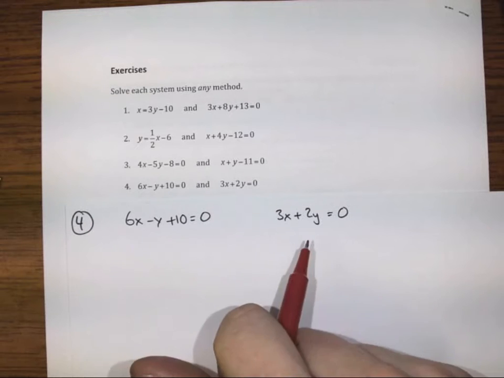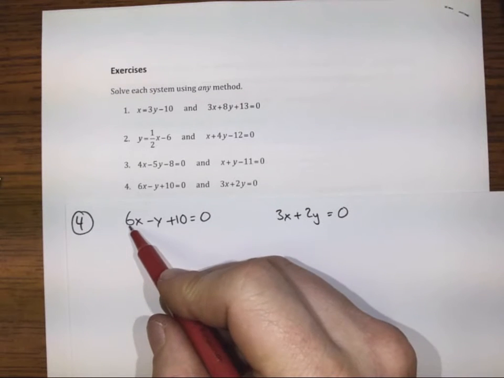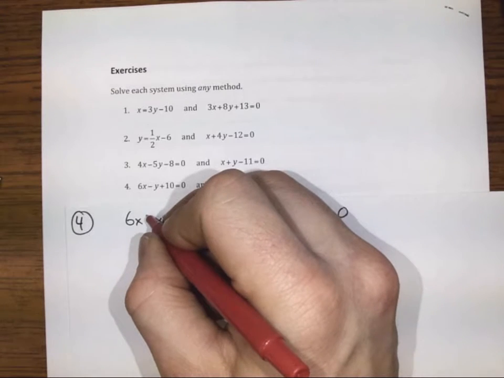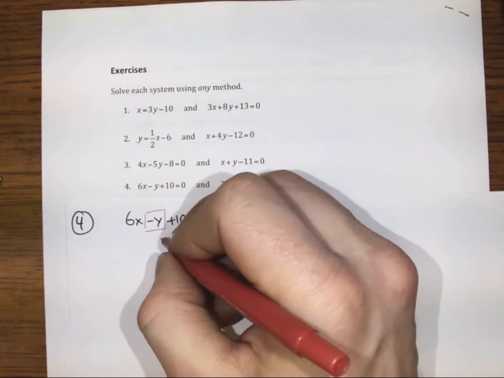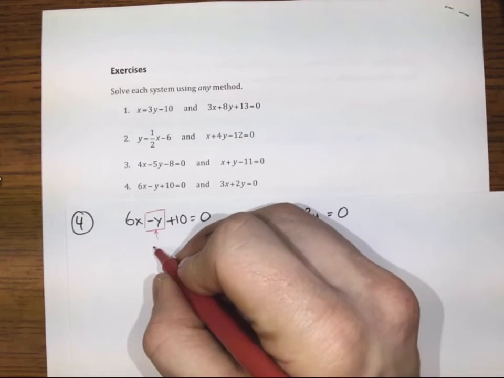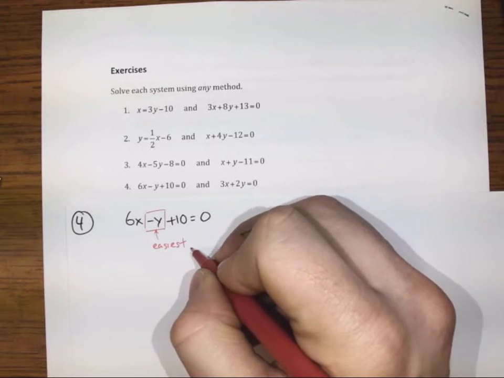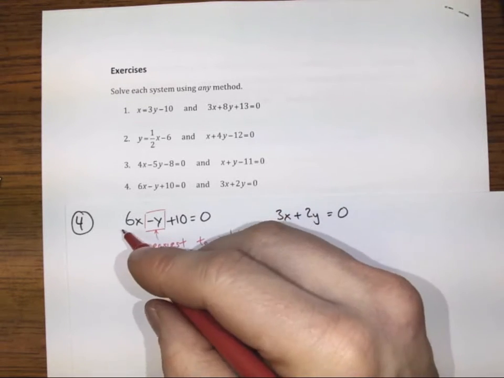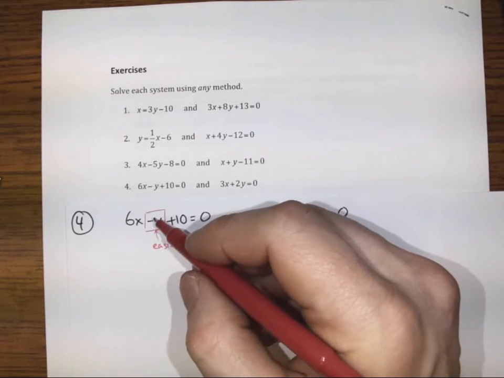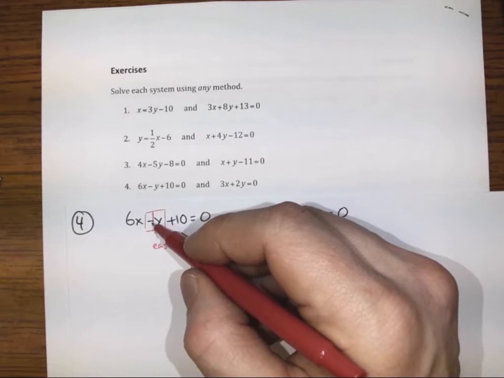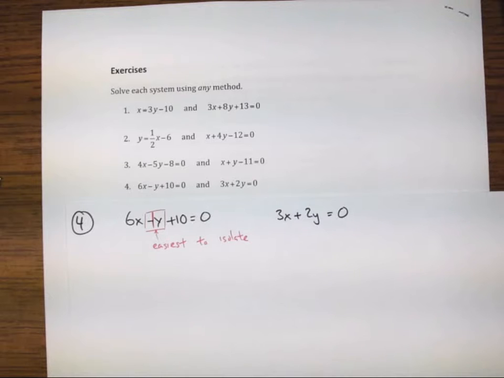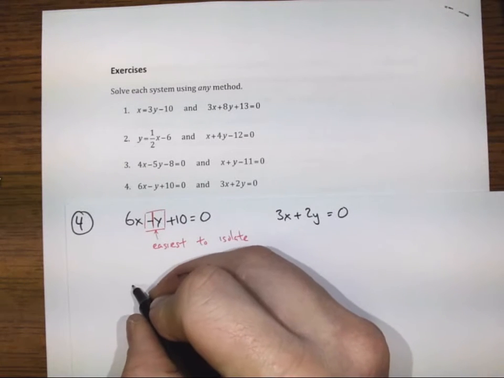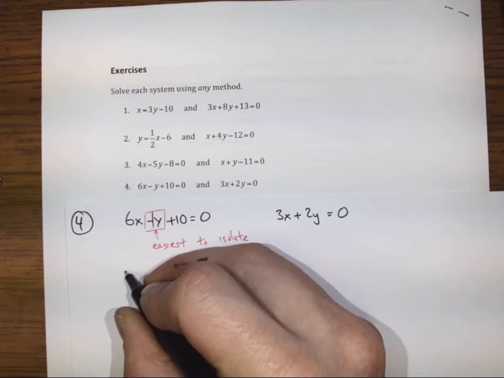So let's look and see. It looks like we've got some coefficients here and here and here. I think this is the easiest to isolate because it doesn't have a coefficient. In fact, it kind of does. It has a -1 coefficient. But that might be a little easier to work with than others. All right, so we'll start with this equation for step 1.